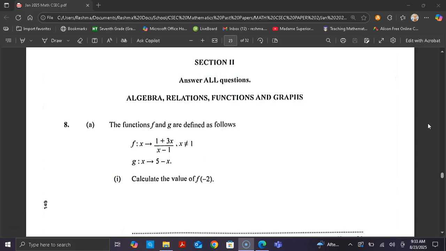So the last video I did, I was still on January 2025, so I want to finish up that paper. So we're on to section 2 of the paper. And we're starting with question number 8, part A, which is on functions.